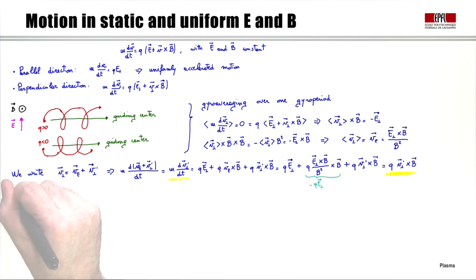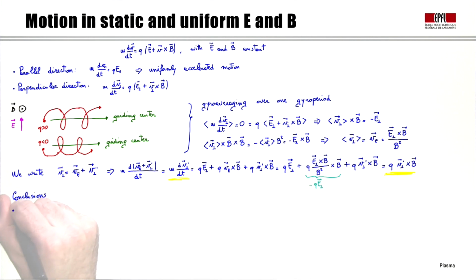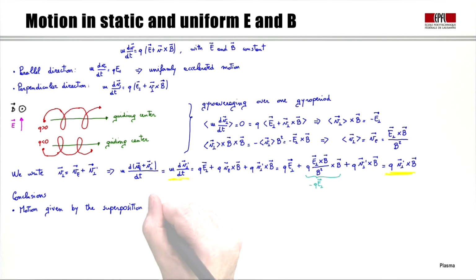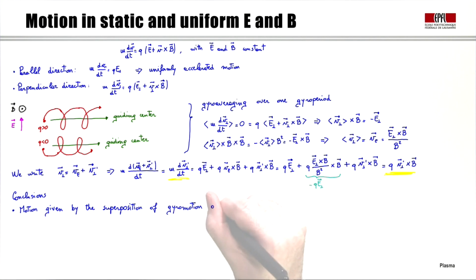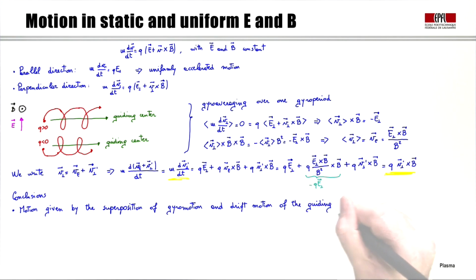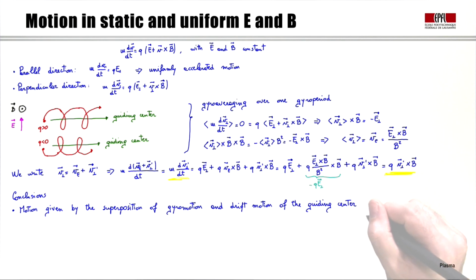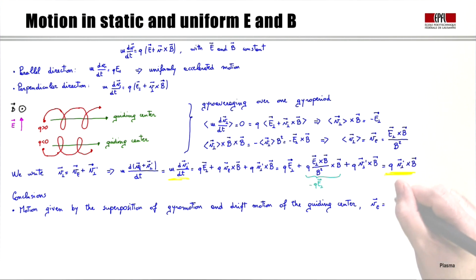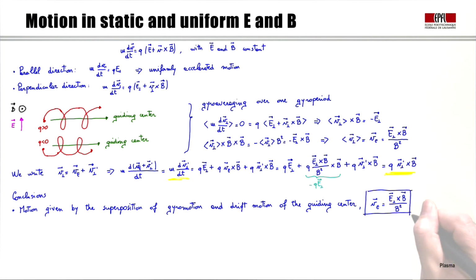So what are the conclusions of our exercise? Well, that the motion of a charged particle in a static and uniform electric field is given by the superposition of gyro motion and drift motion of the guiding center. The drift motion is the VE term that we have introduced here, and it's an important quantity in plasma physics that is called the E cross B drift.